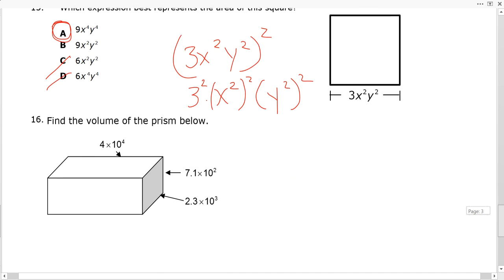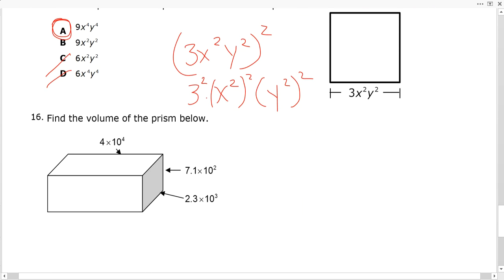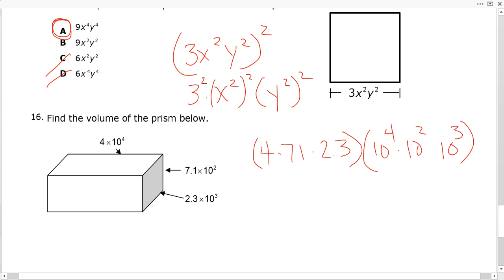Okay, a prism, still monomials. So my prism, when I do volume, I multiply the 3 measurements together. So I'm going to separate them. I'm going to have 4 times 7.1 times 2.3. And then I'm going to have 10 to the 4th, 10 squared, and 10 to the 3rd. So 4 times 7.1, I'm going to get out my calculator. 4 times 7.1 times 2.3.